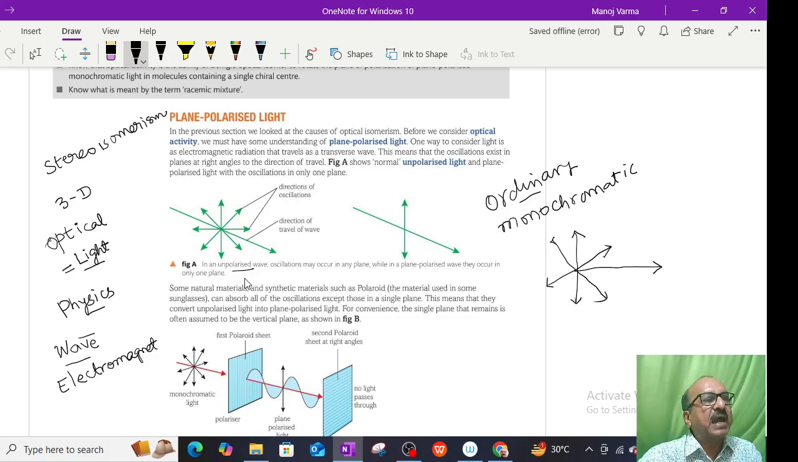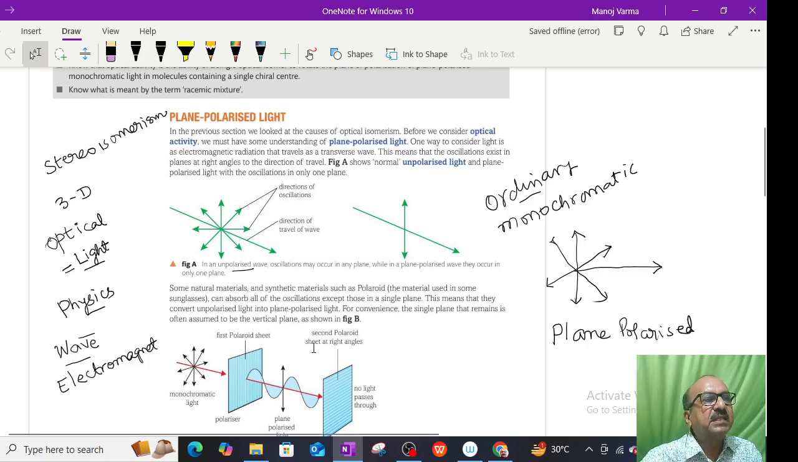But we have to convert this ordinary light, monochromatic unpolarized light, into the polarized or plane polarized light. Now the plane polarized light is simply the ray of light in which the vibrations are only in a single plane. That means we need to use some material which can convert the unpolarized light into polarized light, and one such thing is a Polaroid sheet.